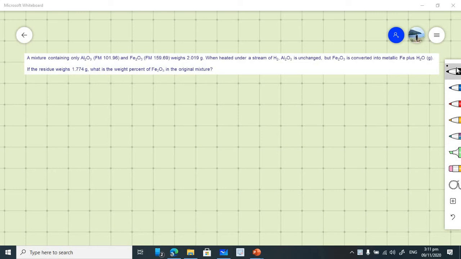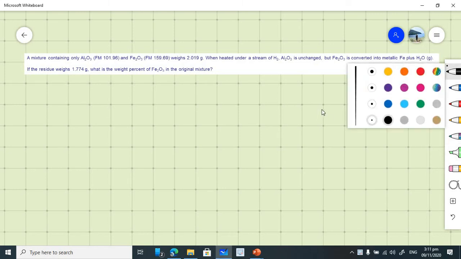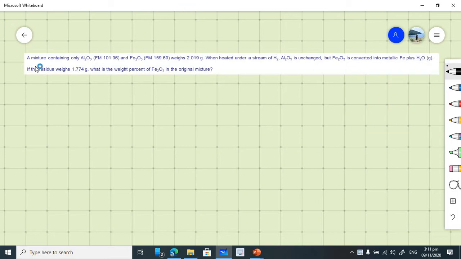Okay, so this problem is an example of precipitation gravimetry. Supposing you have a mixture of Al2O3 and Fe2O3, and that mixture weighs 2.019 grams. When heated under a stream of H2, hydrogen gas, Al2O3 is unchanged, so Al2O3 did not react with the hydrogen gas, but Fe2O3 was converted into metallic iron and water. And then the residue weighs 1.774 grams. So what is the weight percent of Fe2O3 in the original mixture?